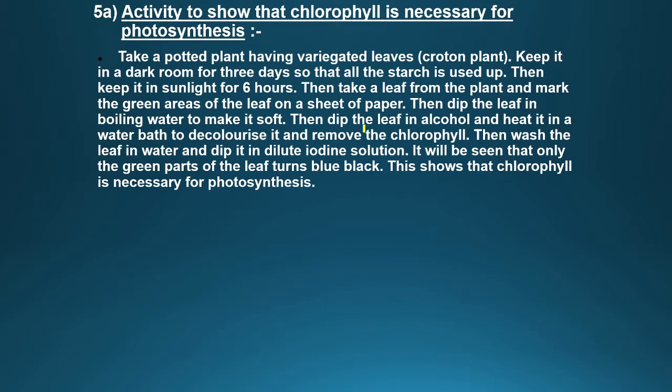So this is one activity, guys. If you want to do the activity, just pause the video and see what it is about. It is about taking a potted plant having variegated leaves, keeping it in a dark room for 3 days and then in sunlight for 6 hours. I have done this in my house. You can try this once.